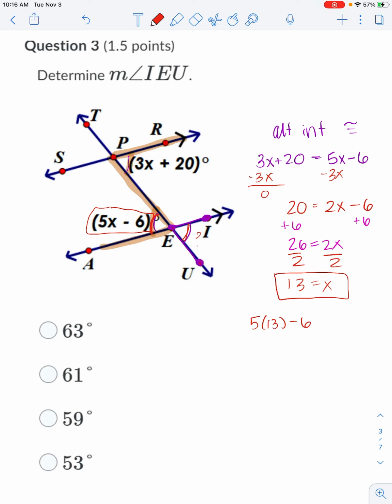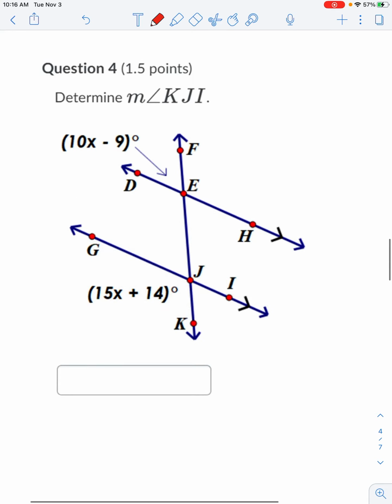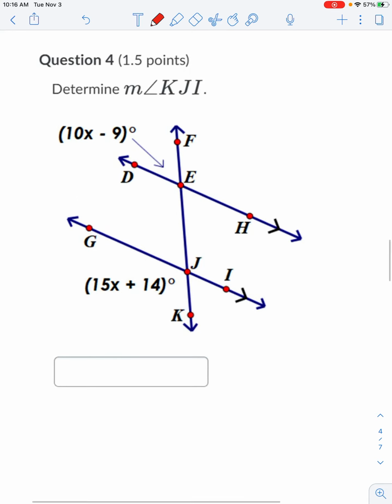5 times 13 is 65. Minus 6 is 59. So the correct answer here is 59 degrees. All right, question 4, a similar question. It says determine the measure of K, which is this angle right here.